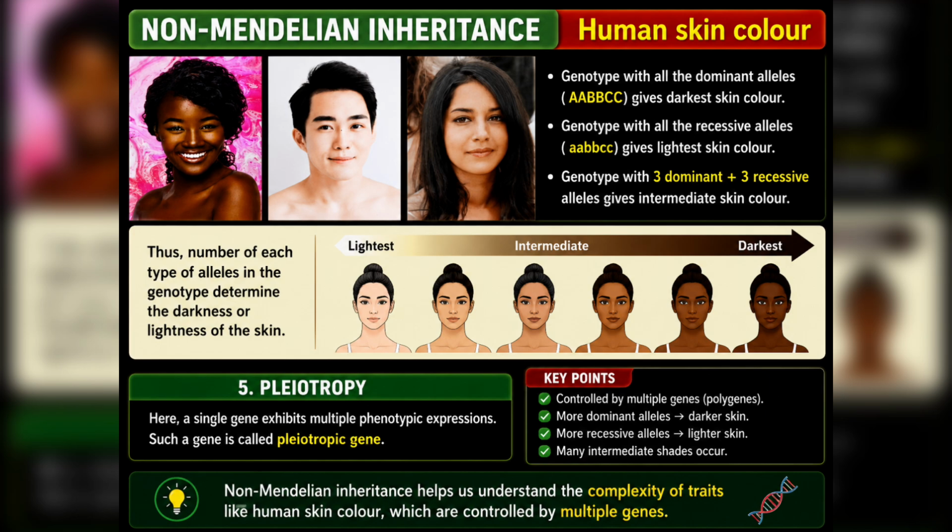This is why human skin color does not fall just into two categories, it shows variations from shades of dark to shades of light. And we generally observe a bell-shaped normal distribution curve for polygenic inheritance. Human skin color is not the only example. We can see human height, eye color, body weight, and intelligence show a similar type of pattern.